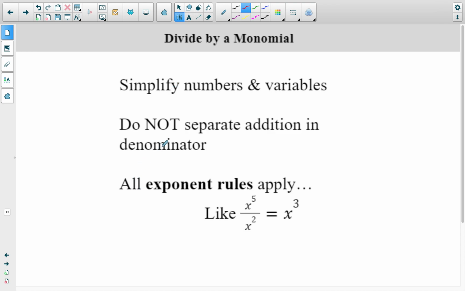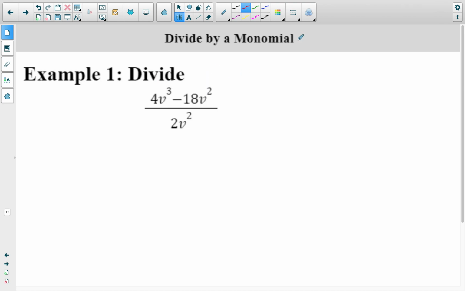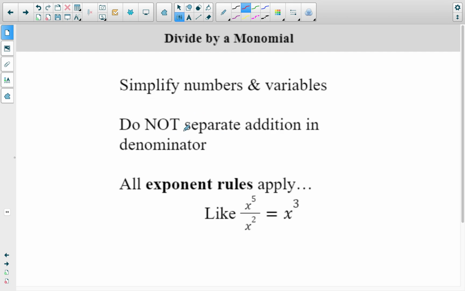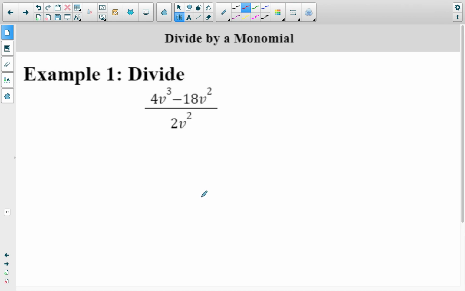Okay, first, let's refresh our brains for how to divide by a monomial. Right, so whenever we see a fraction like this, where we have addition or subtraction happening in the numerator, some variables, and then we have just a single term, a monomial in the bottom, what we're going to do is simplify the numbers and the variables. Do not, this is very important, do not separate addition in the denominator, but we can separate it in the numerator, okay? And all of our exponent rules apply.